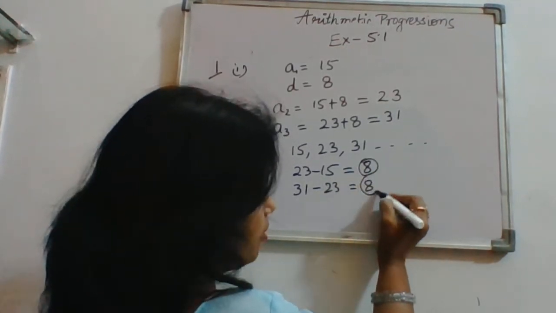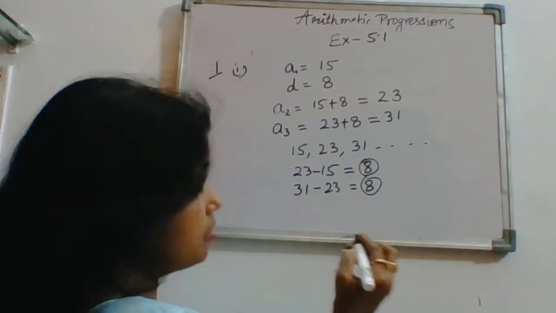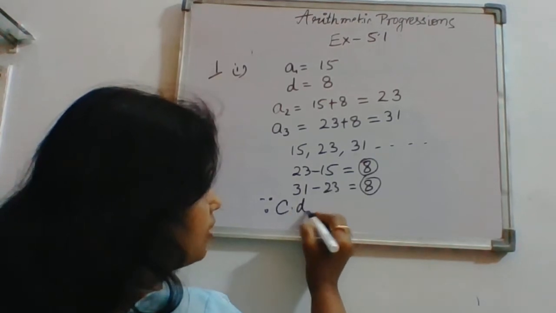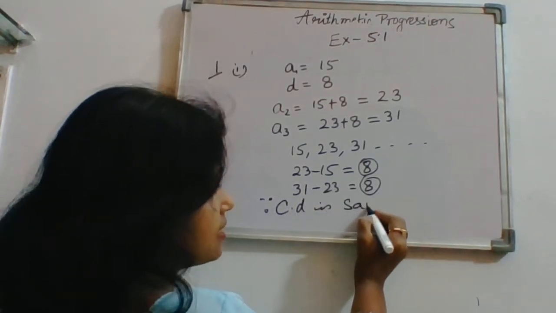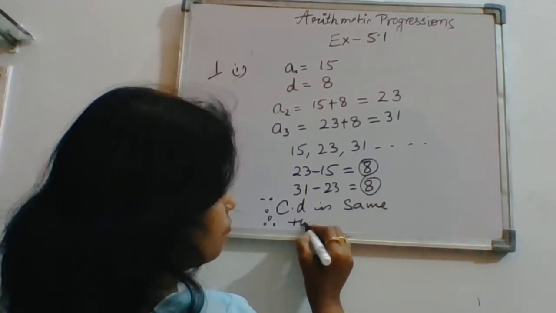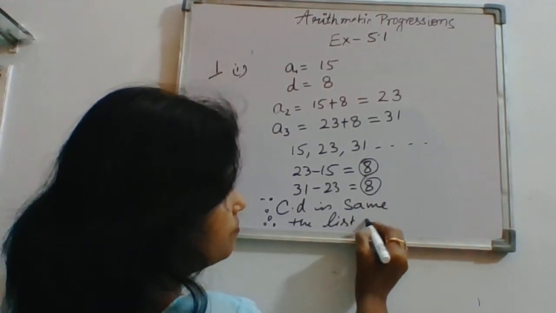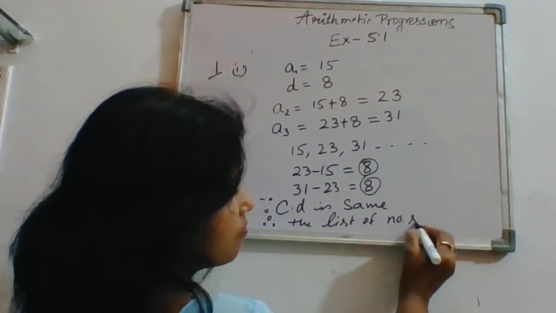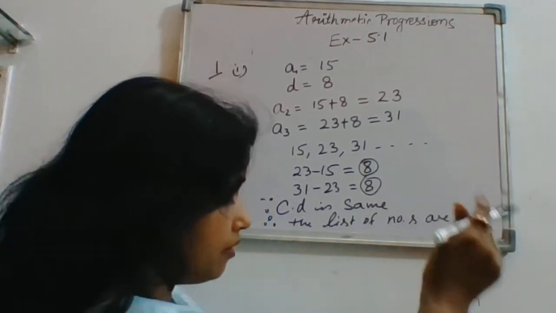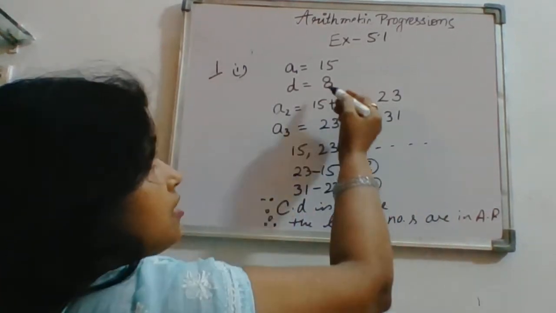Since the common difference is the same, the list of numbers is in AP. Because 8 is the fixed number.